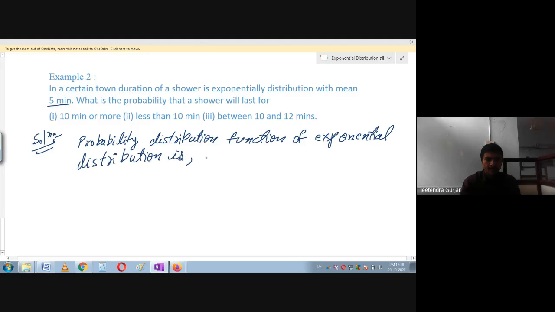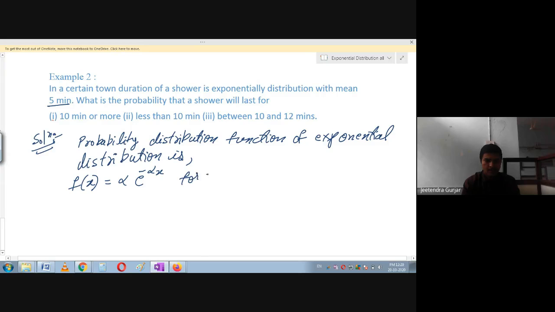Remember, whenever you take the mean as 5 minutes, it means 1 upon alpha is equal to 5, or alpha is equal to 1 upon 5. This is what you have to remember. And the function is for x greater than 0; you can see 10 is greater than 0, here it is again greater than 0, and 10 to 12 is also greater than 0. So I will fix the formula now. It is alpha e raised to minus alpha x.